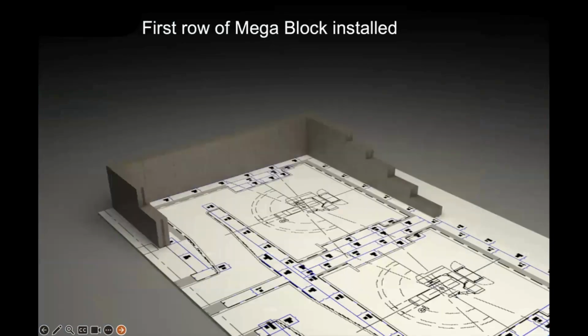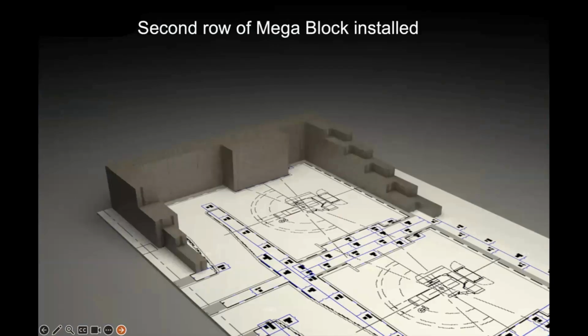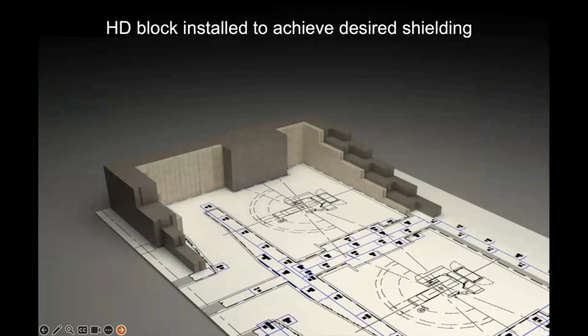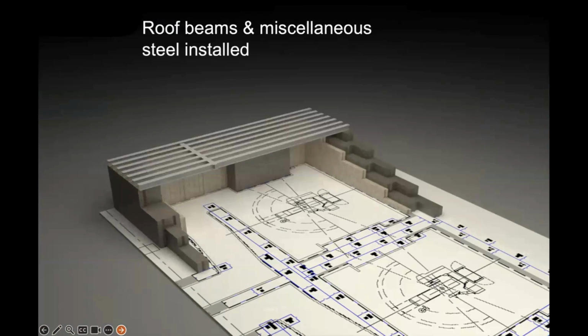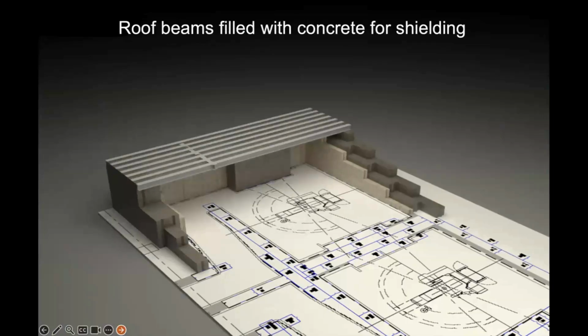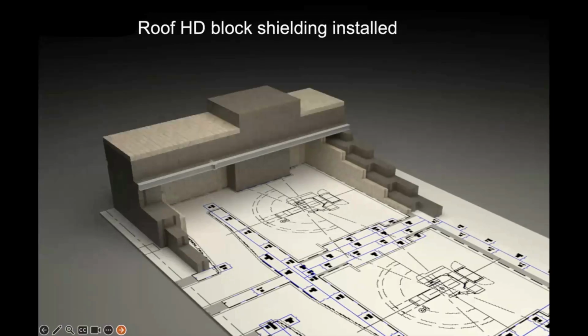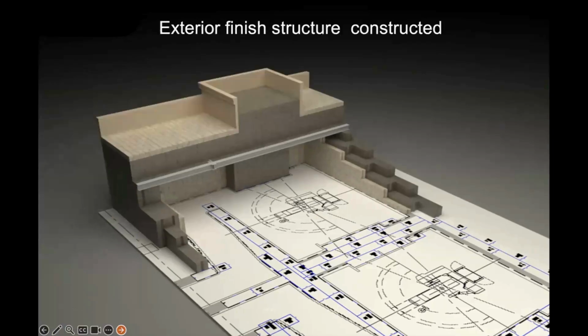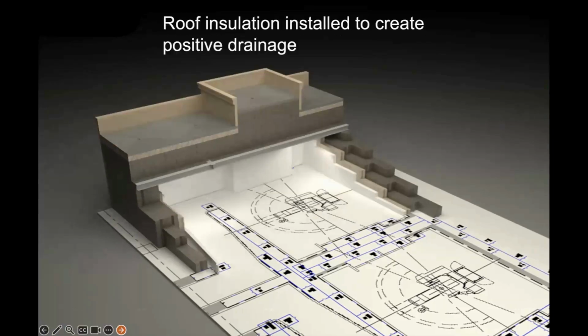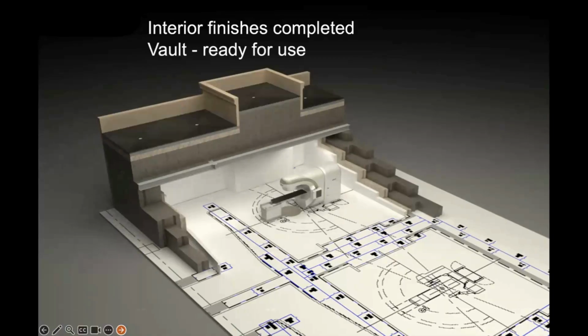So just to go into a little more detail, if you're using the large block, the first row is installed, as you can see below. Then the second row, the high density blocks to achieve the desired shielding. The roof beams and the steel is then installed. Then the concrete is filled for the shielding around the roof. The block goes on. The high density block can then be installed, and then the exterior finishes are constructed. Insulation and obviously drainage, then the roofing. That's when you're ready for the internal finishes and for your linac to be installed and it's ready to use.